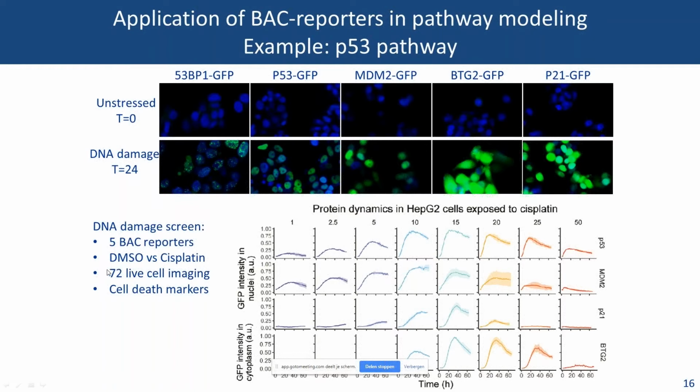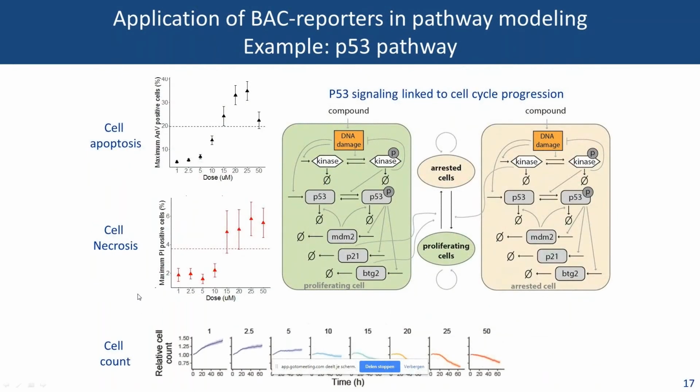And for this, we screened 72-hour live, and we also included some cell death markers. And Muriel, one of our PhD students, is really looking into this, and right now she's forming these ordinary differential equation models, ODE modeling, to really predict how much of these biomarker proteins are in proliferating cells, how much are in arresting cells. And so right now she's still focusing on the first 4 concentrations.